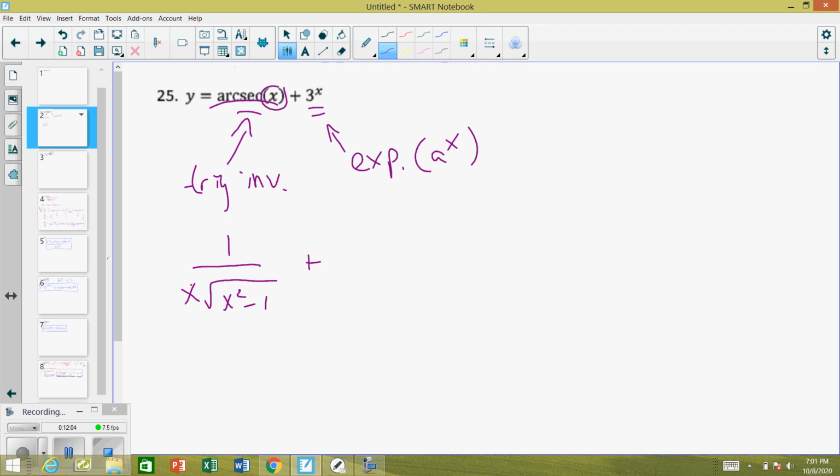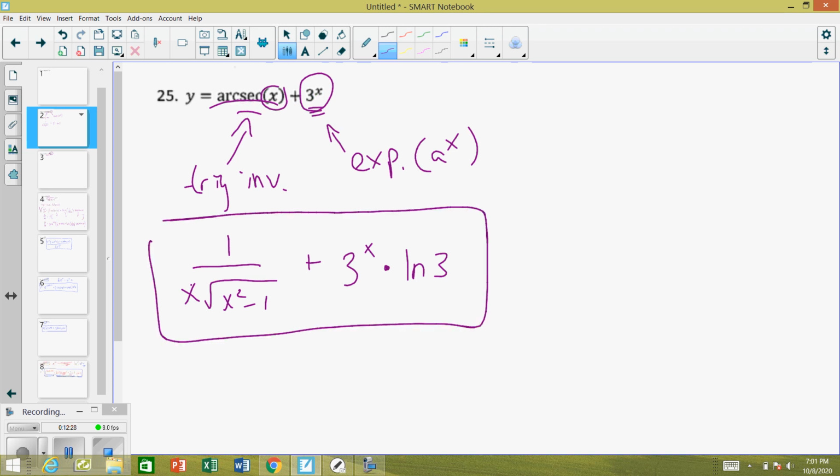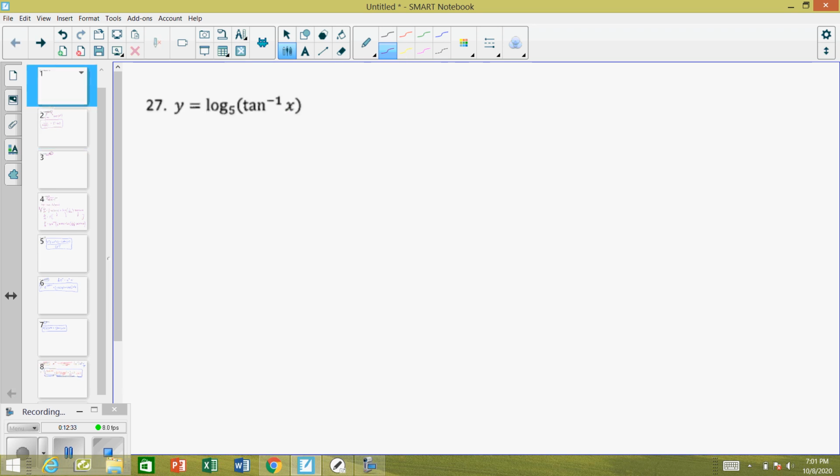And then plus, again, 3 to the x is just a formula, or there's just a quick little rule for that. So the derivative of 3 to the x is going to be 3 to the x multiplied by the derivative of the inside, and that's just x, so we don't have to write that. But then we just multiply by the ln of a, which is 3. So that's it. It was just two shortcut rules that we had to know. And then lastly, the one that I wanted to do was a good one. This is a chain with log and with tan inverse. So it's practicing a lot of cool stuff.